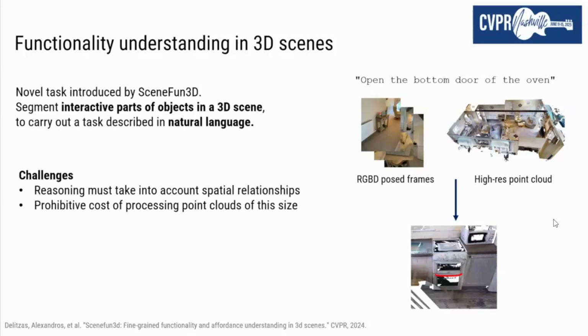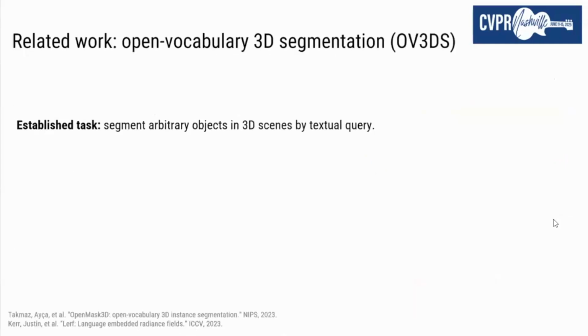reasoning must take into account the spatial relationships that are mentioned in the prompt, and also the size of the point cloud is very high because the resolution is very high. So the cost of processing this point cloud is quite prohibitive. On the other hand, this task can be easily applied to, for example, robotic assistance. So it's quite important in my opinion.